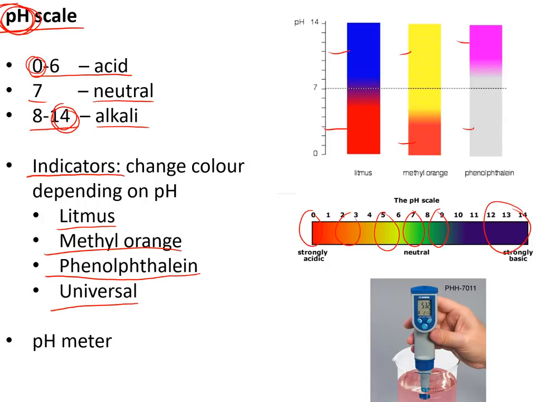We can measure pH more accurately using pH meters, which are little electronic devices that you can dip into the solution and you get a digital readout. So it gives a much more accurate measurement of the pH, so 5.32, not just 5 or 6.